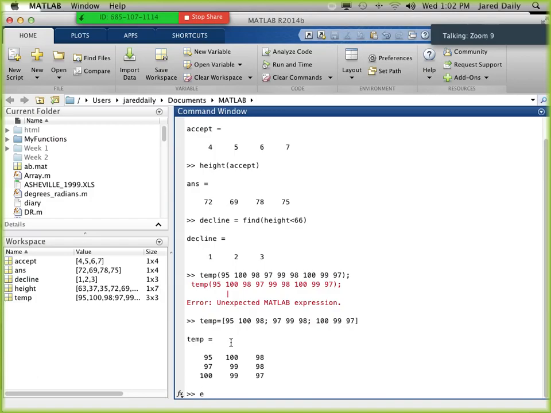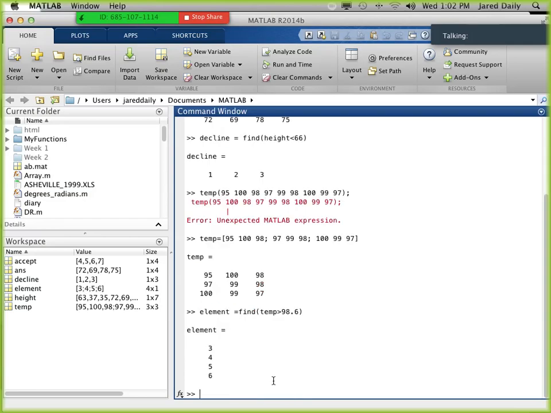And the first thing they do is they want to find this thing here. They're going to say that element is going to be equal to find everything in temp that is greater than 98.6, greater than your average body temperature, right? So it returns 4 elements: 3, 4, 5, and 6.